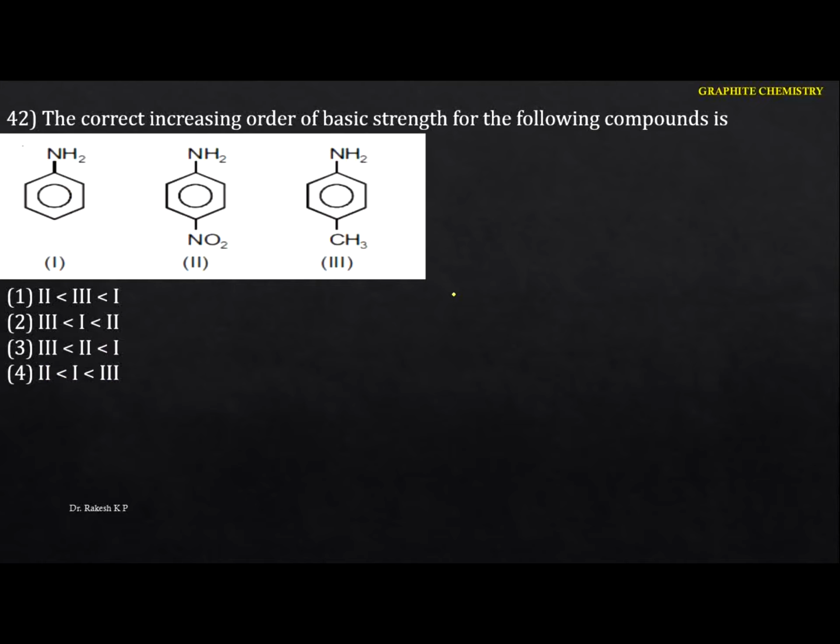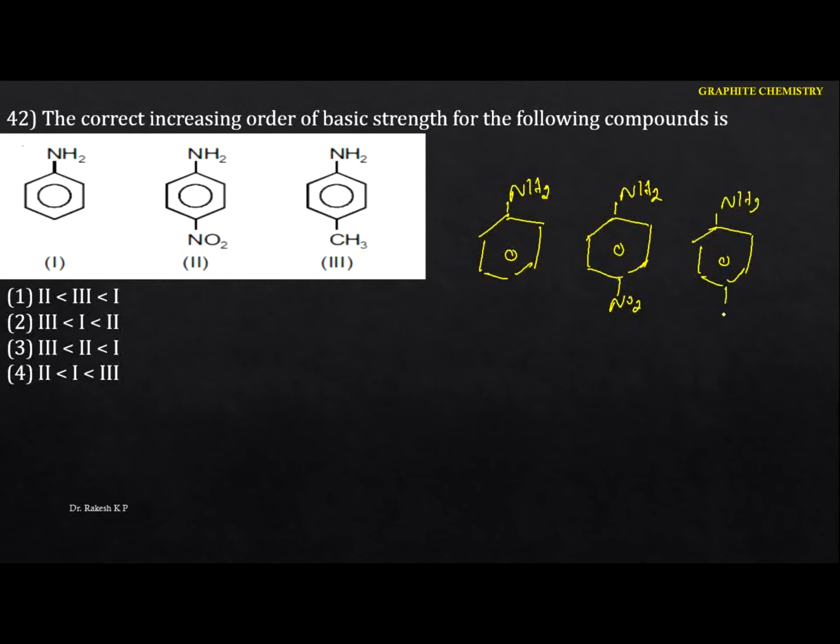The correct increasing order of the basic strength for the following compounds. You have to identify the increasing order here. So let me write the given compounds here. The first one is aniline, C6H5NH2. Next is para-nitroaniline. And the last one given is para-methyl aniline, also called para-toluidine. So you have to identify the increasing order.